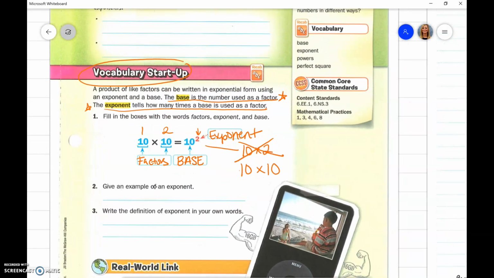All right, let's give an example of an exponent. Let's do 5 to the third power. So what is the exponent? The 3 is the exponent.